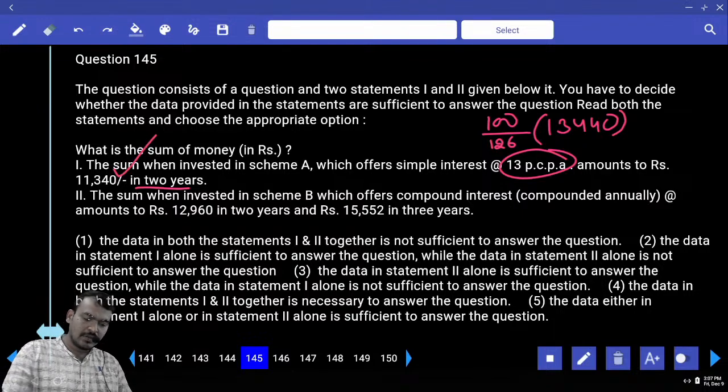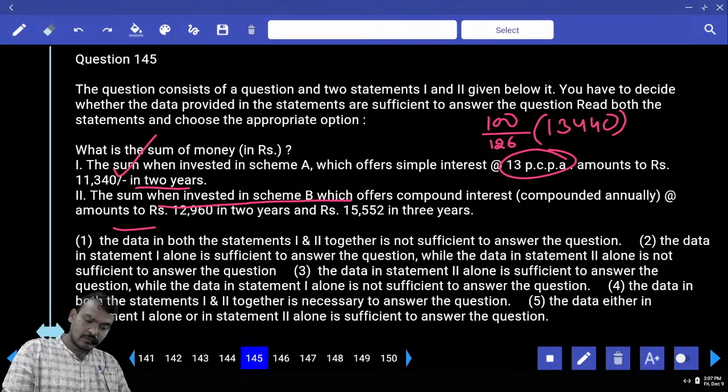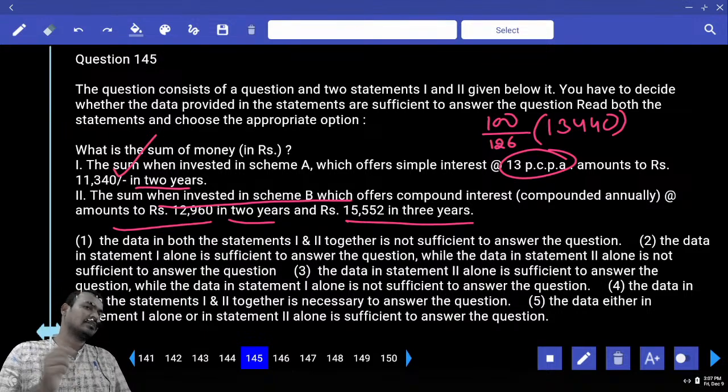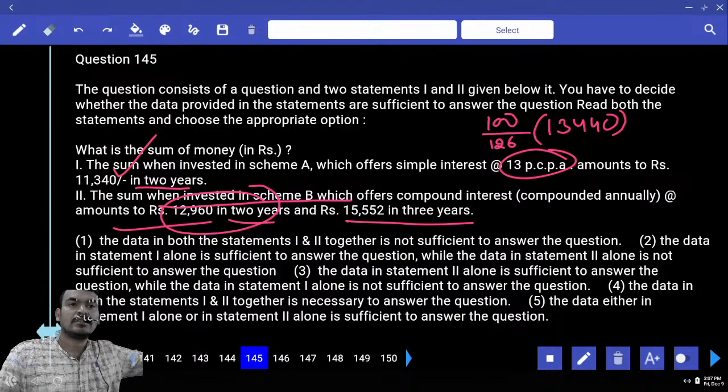Sufficient. Second one: the sum when invested in scheme B, which offers compound interest compounded annually, amounts to 12,960 in how many years? 2 years. And the 3 years amount is given. 2 years amount and 3 years amount means successive years' amounts. Successive years' amount means the second year amount is also equal to the principal of the third year, and the amount of the third year is the amount after that.